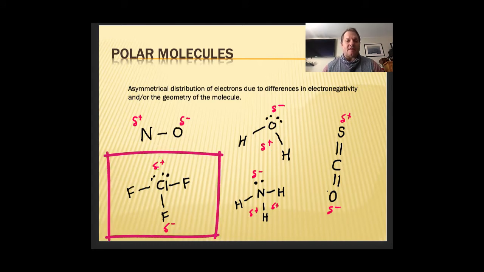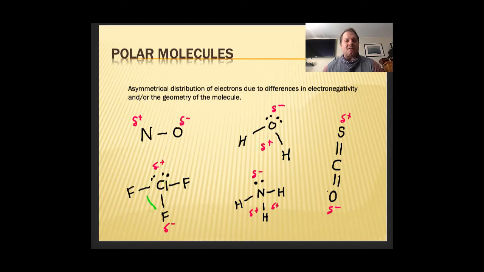Down here on the lower left, we've got chlorine trifluoride. The geometry of this molecule is T-shaped. Now the fluorine has a higher electronegativity, so the electrons are going to get pulled towards that bottom part of the T, giving that a partial negative charge. They'll be pulled away from this chlorine, leaving a partial positive charge on that side.